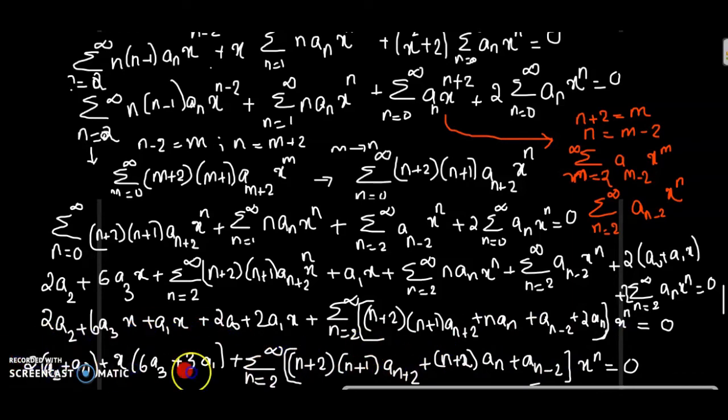Now this whole power series being equal to 0 will imply that each coefficient is equal to 0. That is 2a2 plus a0 is equal to 0. And the coefficient of x is equal to 0, and the coefficient of x raised to n is also equal to 0. And from there we are going to find the unknowns, that is our coefficients. Now let's see how we can do that.